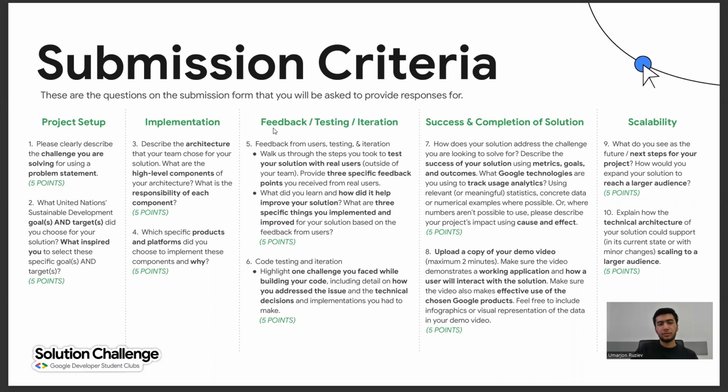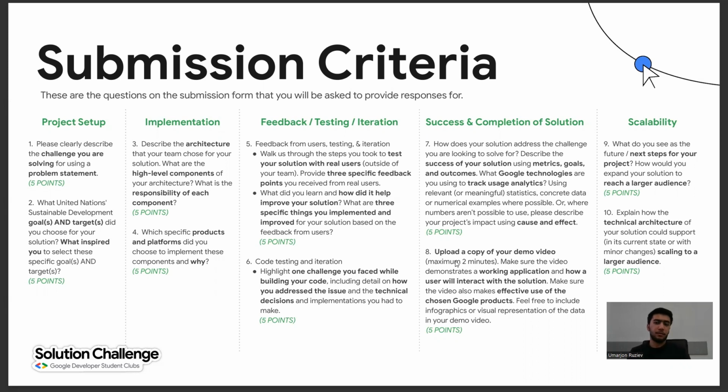And also you have to get feedback from users, you have to test, and you have to mention the iteration that you did. For that, you will also get 5 points for each question. Feedback from users, 5 points. Code testing and iteration, 5 points. And success and completion of solution. So you have to describe the success of your solution using metrics, goals and outcomes. If they are clearly identified, you will get 5 points.